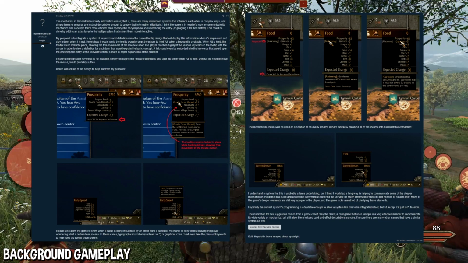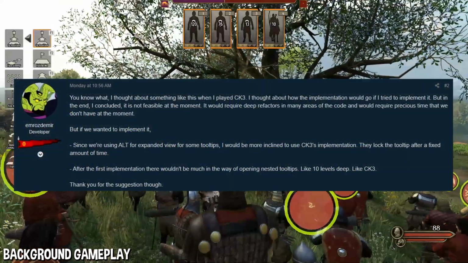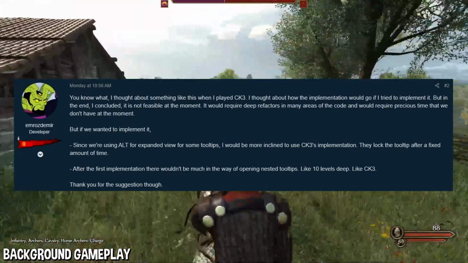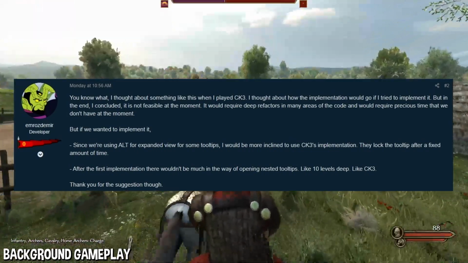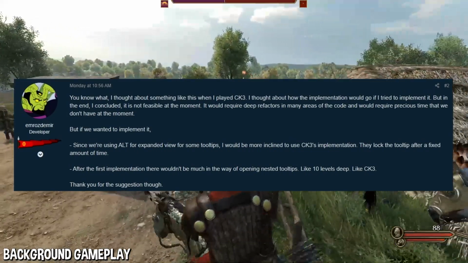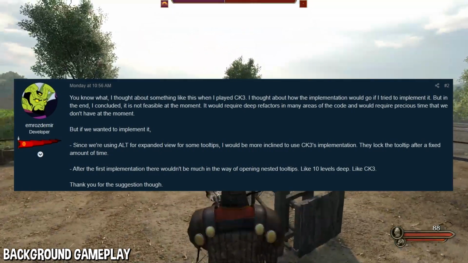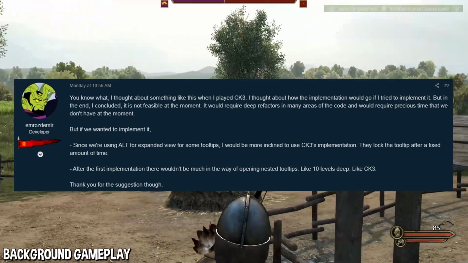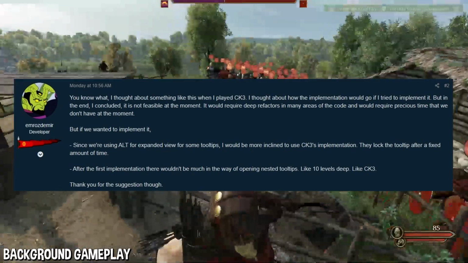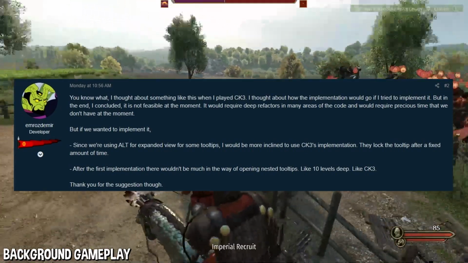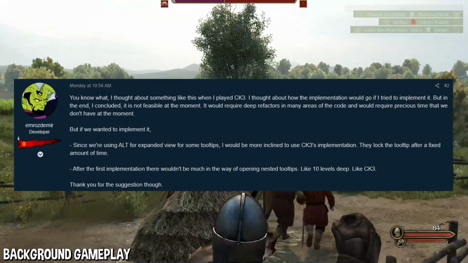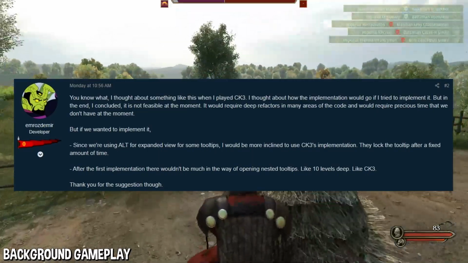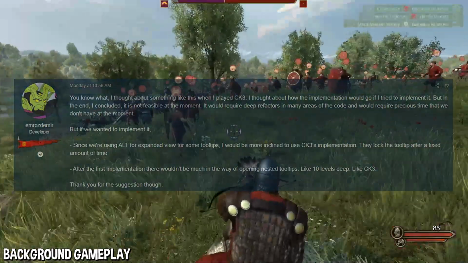I think this would be very, very good to do. The devs responded and stated they have thought about this and the implementation of this when they played CK3, but it would require a vast amount of refactors to the code and time invested they do not have right now. But the devs also state that if they were to implement this, it would use the CK3 approach of hovering over something like a keyword or definition for a couple of seconds, and then this will lock that keyword and pretty much provide more info, and then you can go to the next level and keep going keyword by keyword as deep as you pretty much want, right?